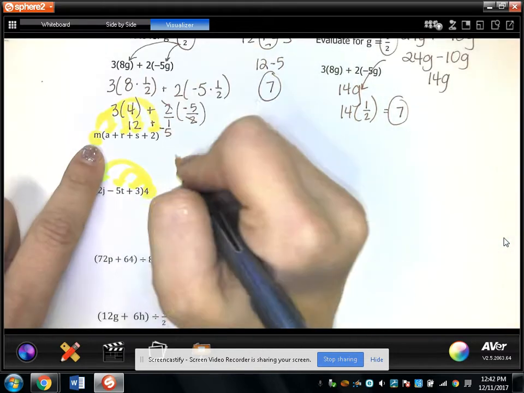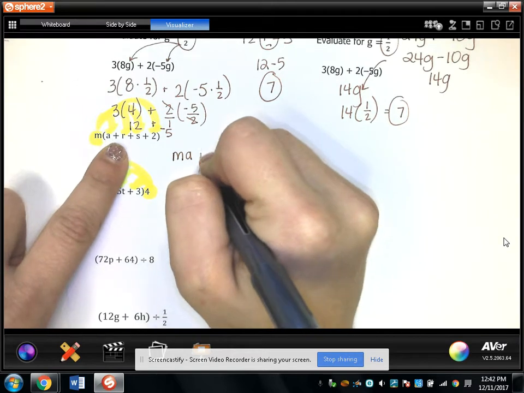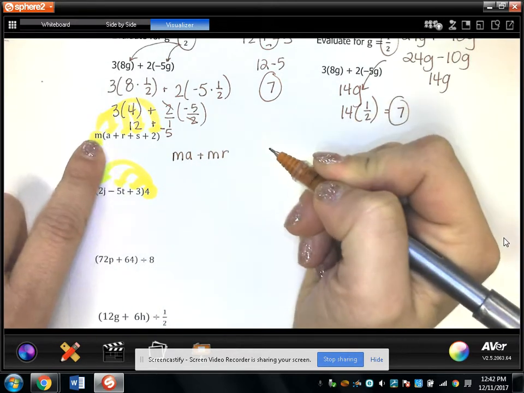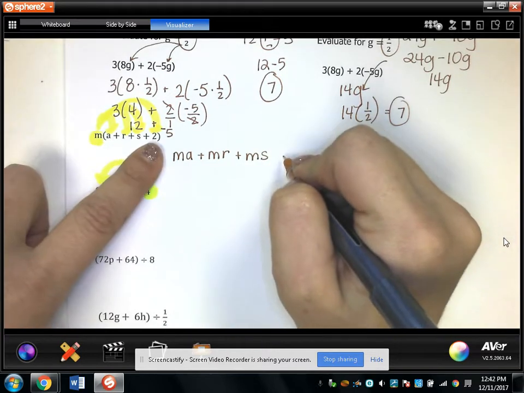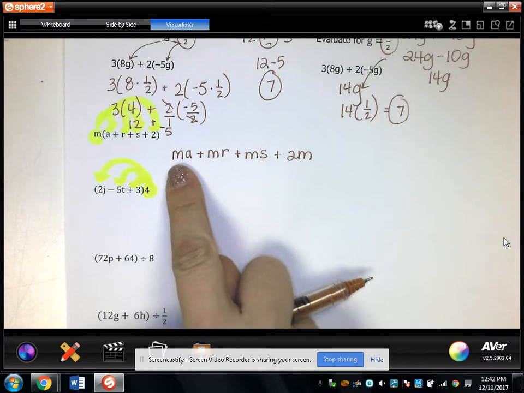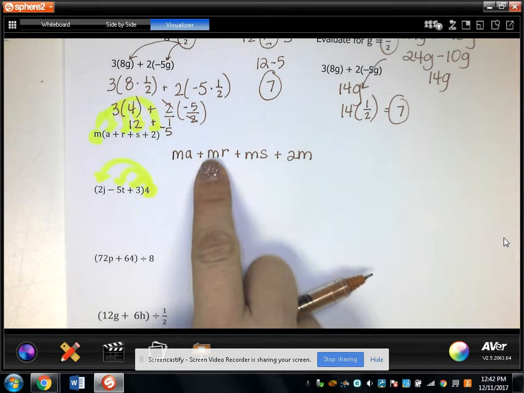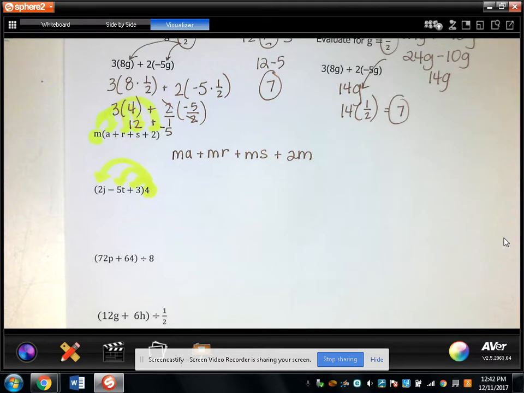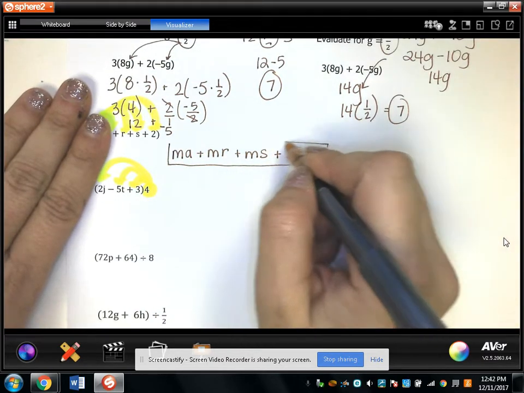M times a is ma. M times r is positive mr. M times positive s is positive ms. And m times positive 2 is positive 2m. Now I also could have said am instead of ma, or rm instead of mr, because of the commutative property of multiplication. But I'm just going to leave my answer like this.